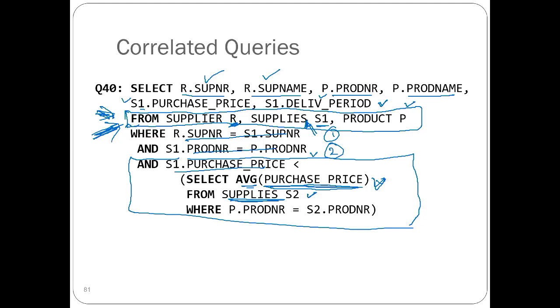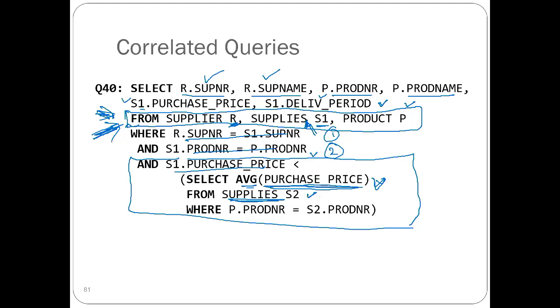Okay, and I want to list that supplier name, supplier number, supplier name, Lenovo desktop, its product number, its name, purchase price, and delivery period for that record which is less than the average for that Lenovo product which is being supplied. Good. Really complex query, but yeah, challenging at the same time, right?